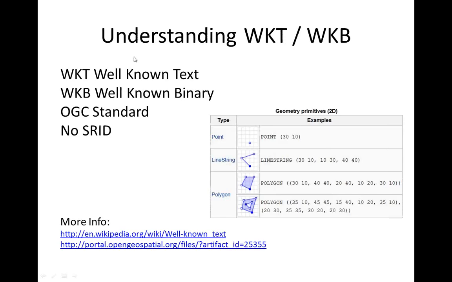So we'll look at well-known text. We've kind of seen some examples, and this is just how it's represented. For a point, line string, or polygon, you would just encode the data like this and process it. Notice that there's no SRID here.